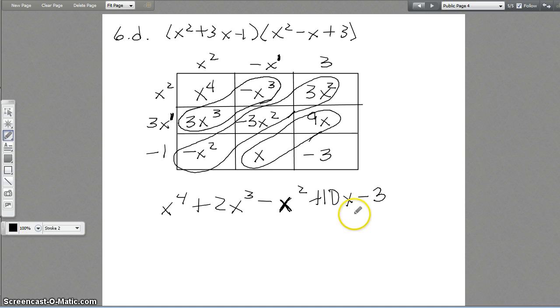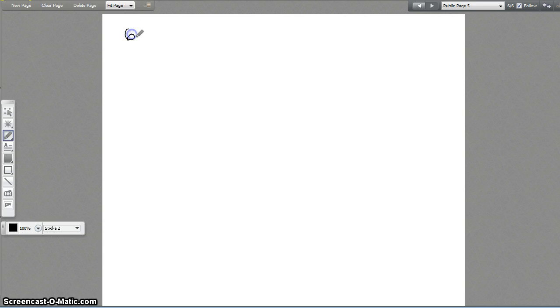We can also work this problem out just multiplying it out, but then you have to be very careful because it's easy to leave out one of the terms. So let me work out this problem the other way. So we're going to do 6D again, only this time we're going to work it out just writing out the answer as we go rather than using the grid. So x squared minus x plus 3. So this was the problem.